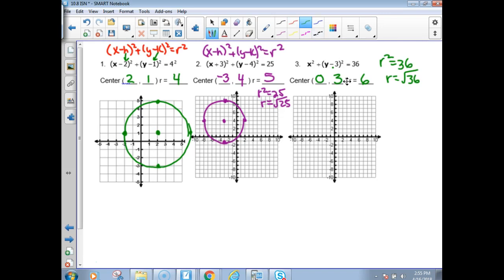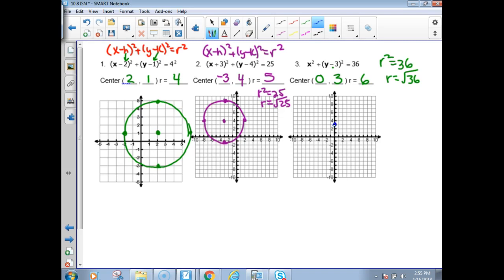We often plot 0, 3 incorrectly. Make sure that you know that 0, 3 is vertically up 3 from the origin. Okay, it's not 3, 0, which would be right 3. It says don't go left or right, go up 3.